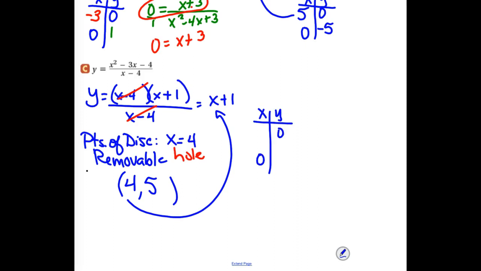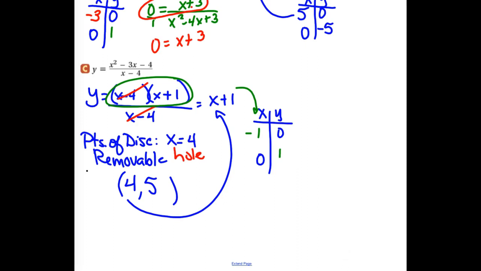All right. What makes the top 0? Now, when you do this, use your simplified version. Because if you look at this original piece here and say a positive 4 and a negative 1 make that numerator 0, you're going to tell me there's an x-intercept at positive 4. We just said there's a hole at 4. It can't be both. Okay? So use your simplified version here. What makes that 0? Negative 1. If I put a 0 in for x, what do I get for y? All right. I'm going to pause the recording.